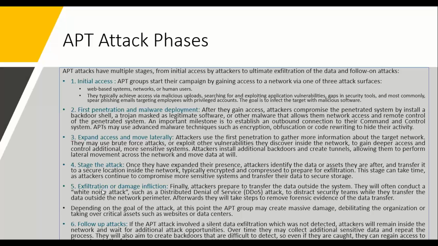This is the last stage where they move the data out of the organization, and they try to misguide the defenders in the organization, the cyber security teams or the network security team, by performing some kind of DDoS attack, which will distract the security teams. They think that it's a DDoS attack, but actually they are transferring the data safely to the location that they have decided. And depending on the goal of the attack, at this point, the APT group may create massive damage, debilitating the organizations or taking over critical assets such as websites or data centers.